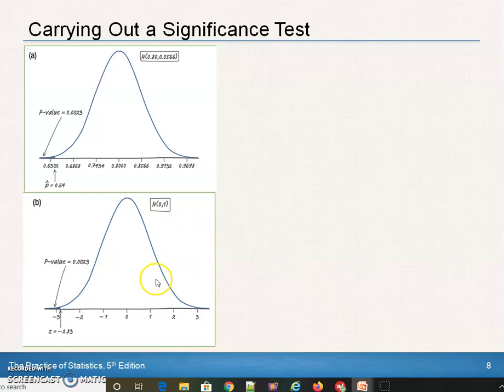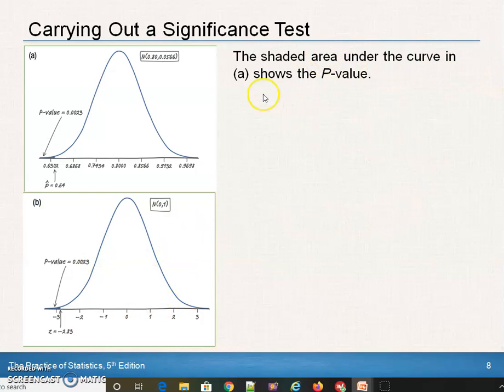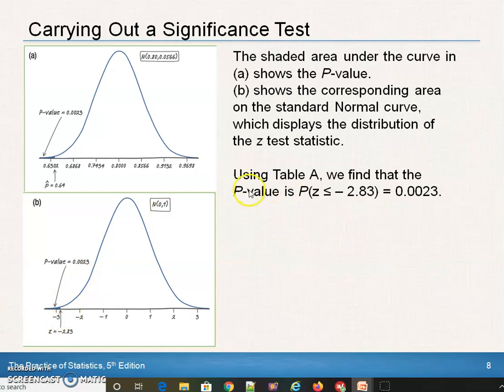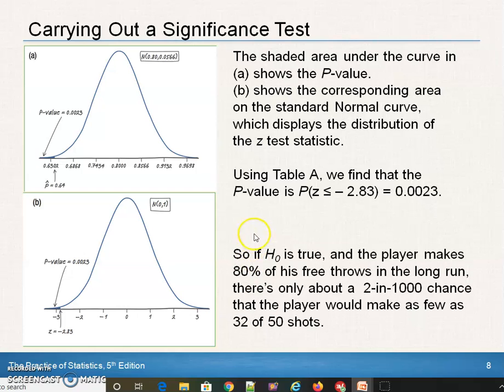We've got a table for the standardized score. The shaded area shows the p-value, and the corresponding area on the standard normal curve is the same thing. So the p-value is 0.0023. So if the null hypothesis is true and the player makes 80% of his free throws in the long run, there's only about a 2 in 1,000 chance, 0.002, that the player would make as few as 32 out of 50.